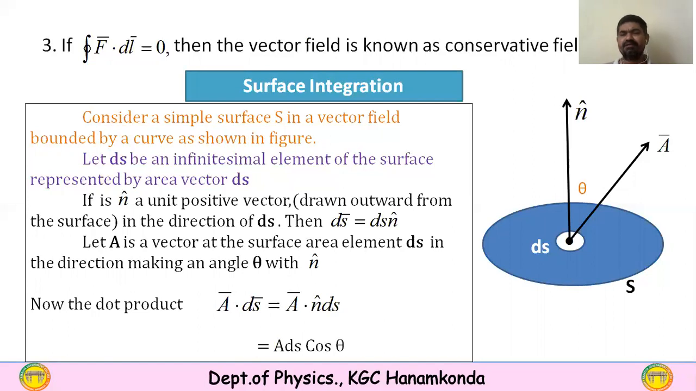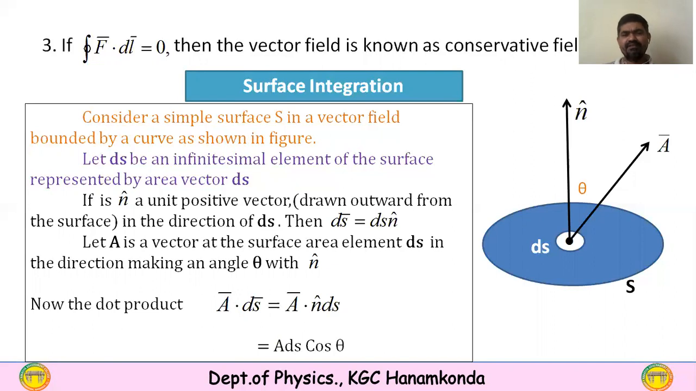These are all about line integration. Line integration is nothing but integration over a path. Integration over a curved path is called line integration. The significances are: we can calculate the total work done on a particle, we can calculate the electric potential difference in an electric field, and the conservative nature of a field can be verified by using line integration.